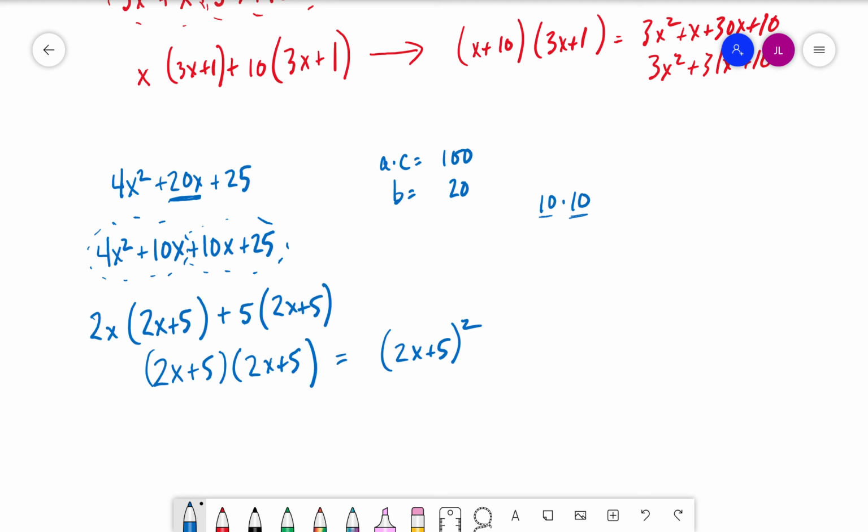Okay. So hopefully this helps with factoring by grouping when we don't have a leading coefficient of 1.